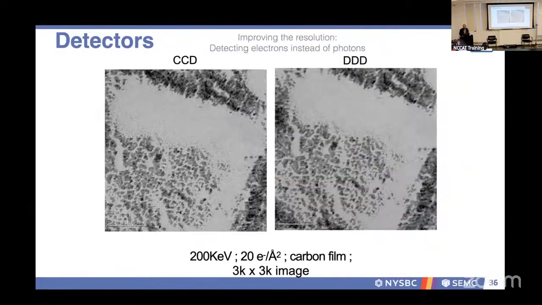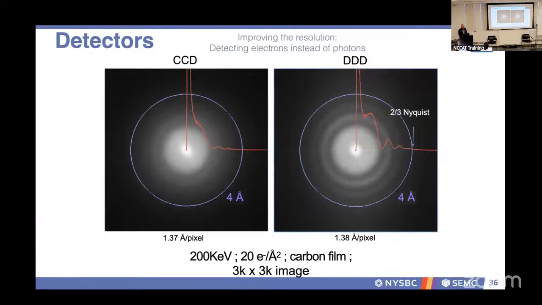To really underscore the difference between a CCD and a direct detector, this is an example of a real space image, but if you take a Fourier transform of this image, you can see that the Nyquist frequency for a direct detector goes further out than a CCD. And something that you're seeing is these rings. That's reflective of the contrast transfer function of the microscope. So these are the aberrations introduced by a microscope.